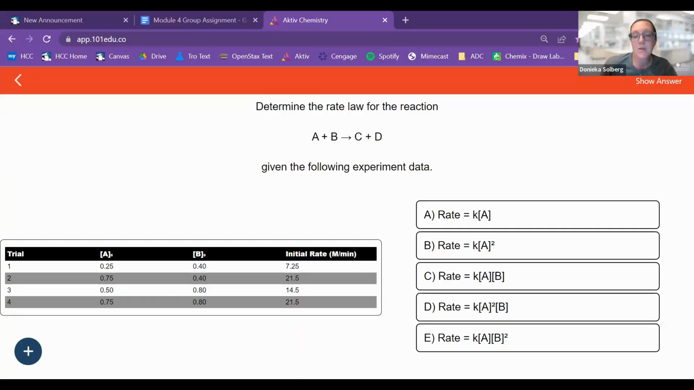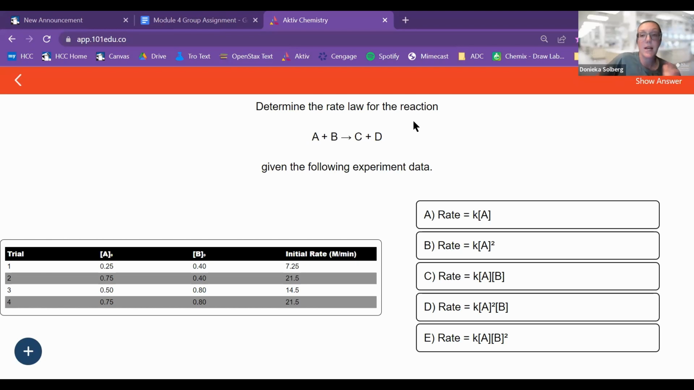Okay, I'm going to go through an example here of determining the rate law using data, just to be specific about this. I also recommend watching the Khan Academy video on this if you need to go a little bit more in depth. But if I give you something like this table, you've got multiple trials here, and I want you to tell me what is the rate law for this reaction.